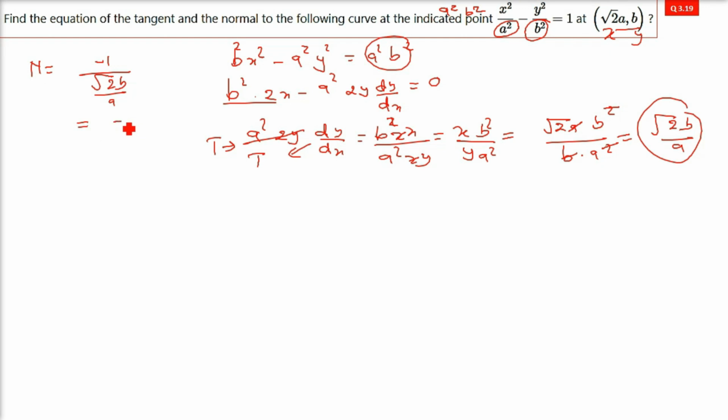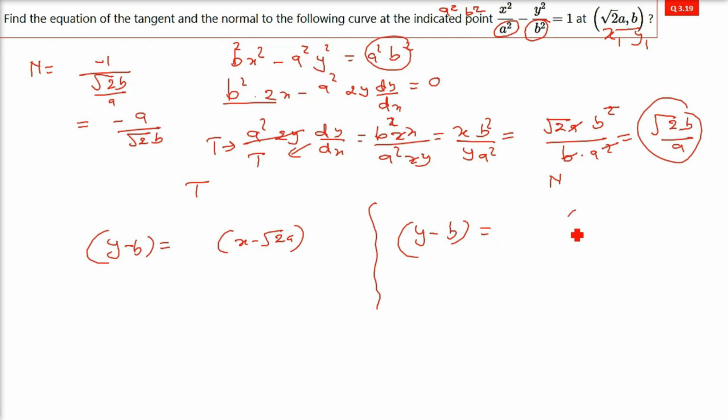Just take this: a will go up, √2 will be in the denominator, and the sign will be negative. Now we have the equation of the normal when a point and the slope are provided. We make the tangent and normal equations: y − b equals slope times (x − √2a). The framework will remain the same, that is the x and y point remain the same, but the tangent and normal slopes we write differently: √2b/a and −a/(√2b).